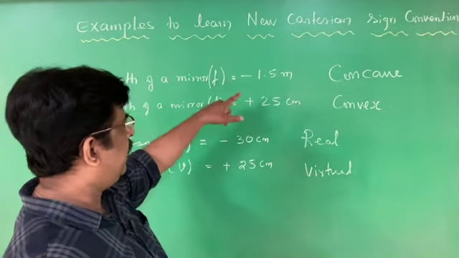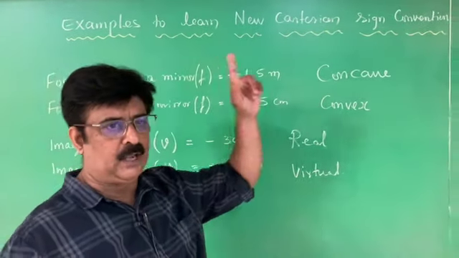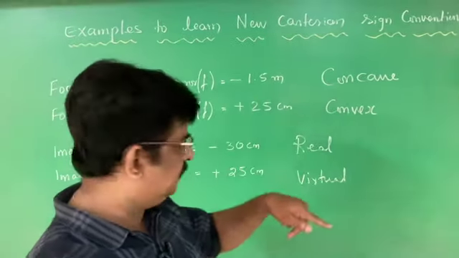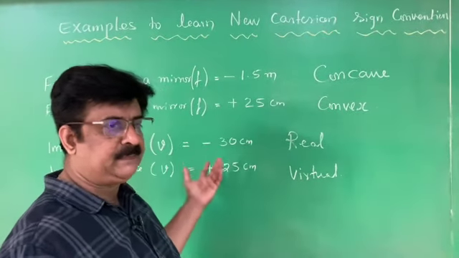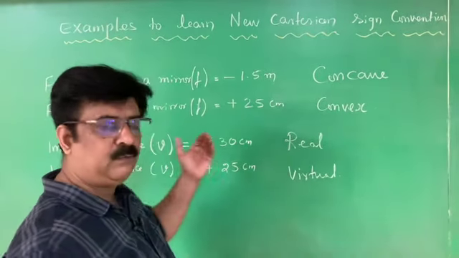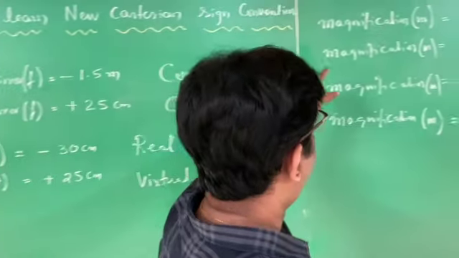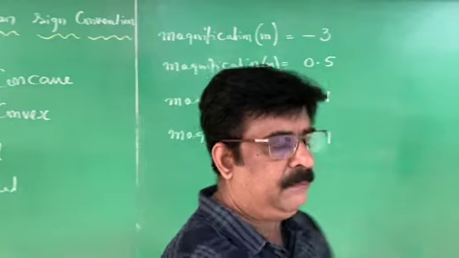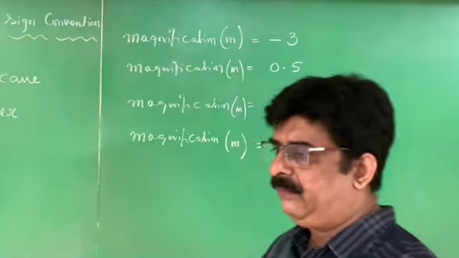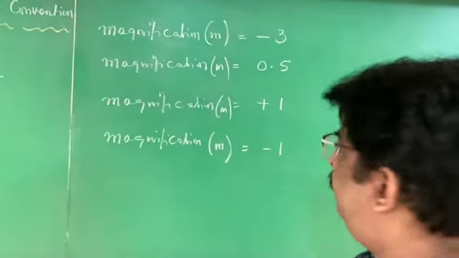Right? Regarding the focal length, minus means concave, plus means convex. Regarding the image, minus means real image, plus means virtual image. Now, we go for the magnification. You know what magnification is? Magnification is the ratio of image height to object height.